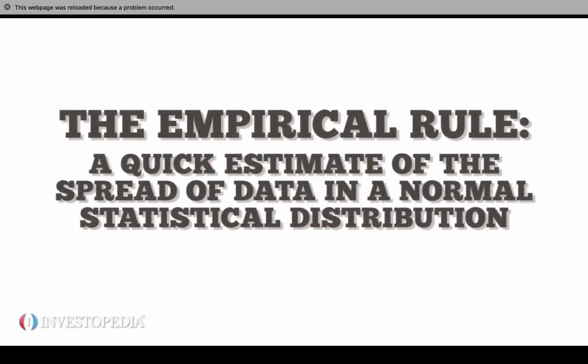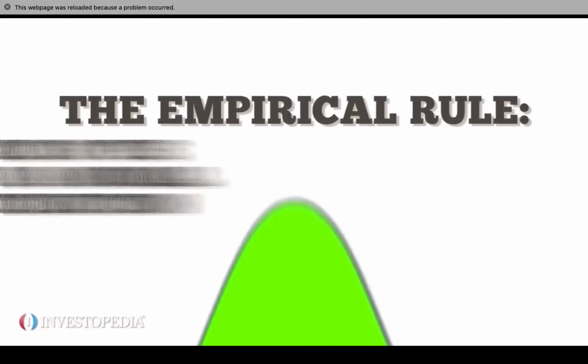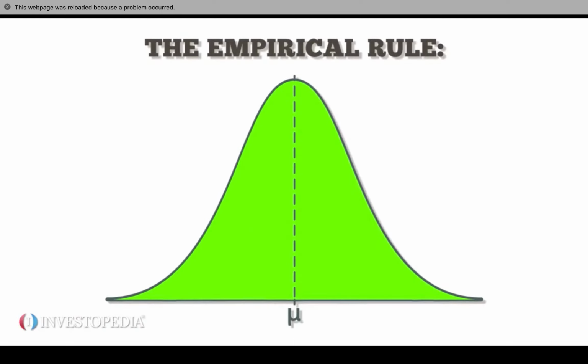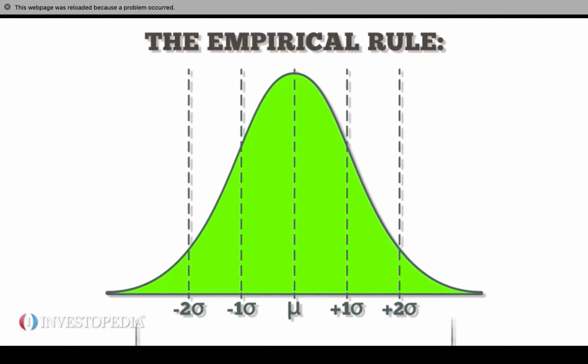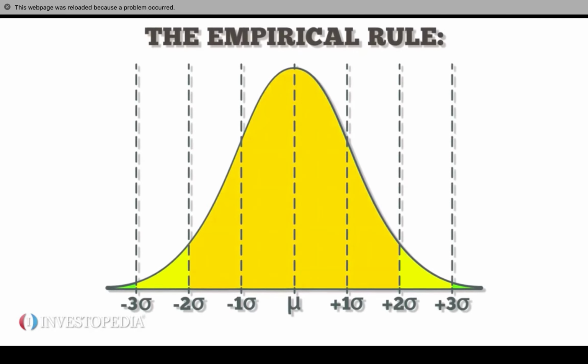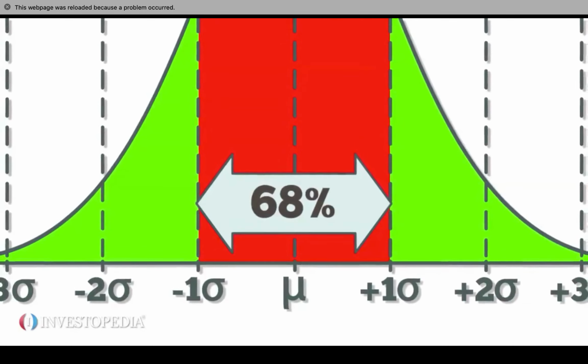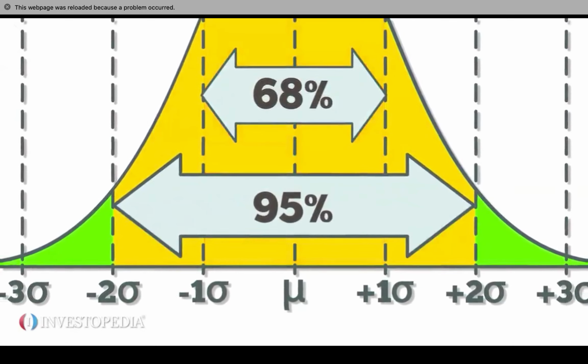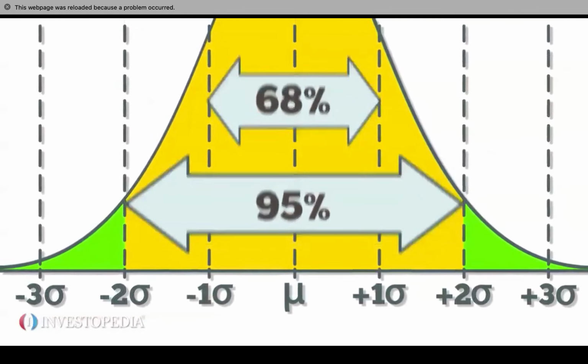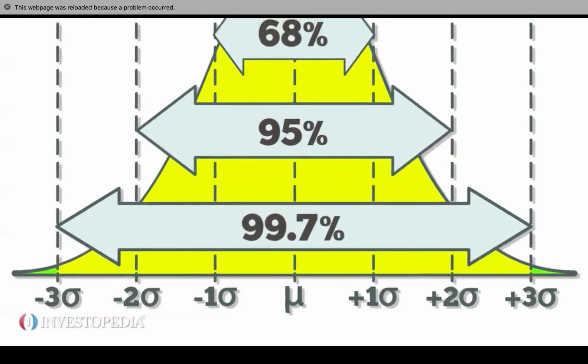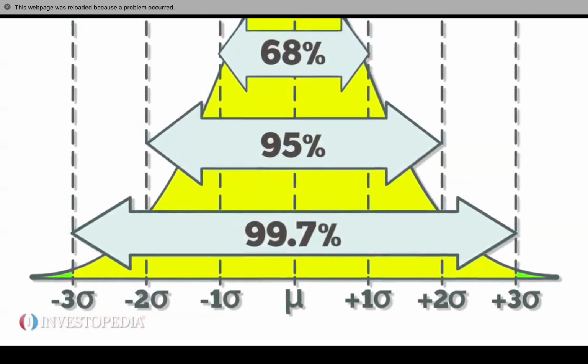Normal statistical distribution. The rule states that nearly all of the data will fall within 3 standard deviations of the mean or average. It's broken down into 3 parts. 68% of data falls within 1 standard deviation from the mean. 95% fall within 2 standard deviations. 99.7% fall within 3 standard deviations.